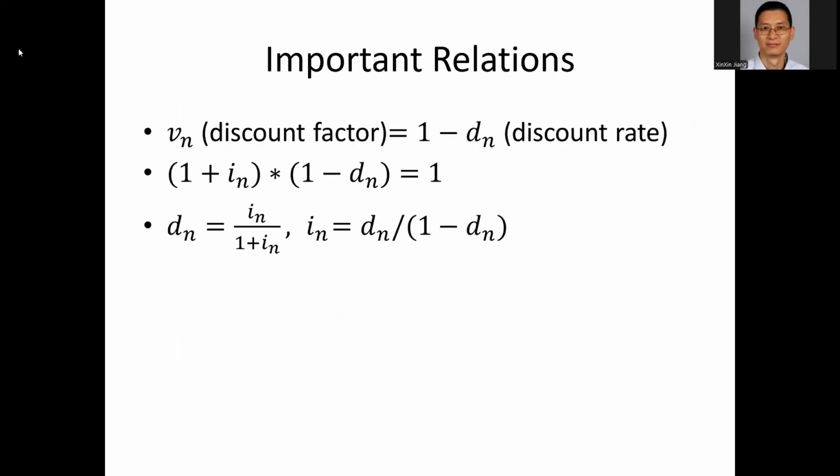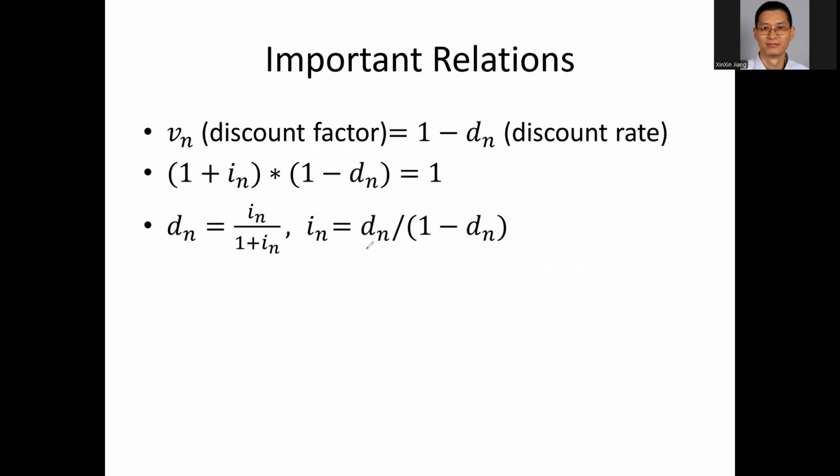And the discount factor is 1 minus the discount rate. All right. So if you have $1 here, and you multiply by 1 minus d sub n, you would get the money here. And if you accumulate it, you would get $1 is 1 minus d sub n times 1 plus i sub n. So this is the interest factor. This is the discount factor. So the product of these two is 1.